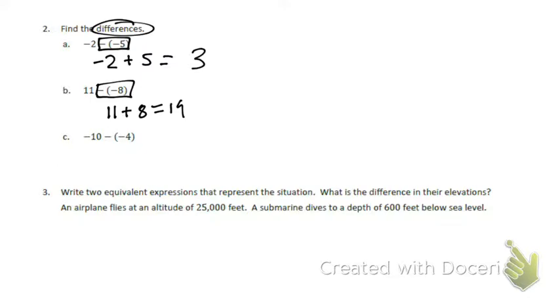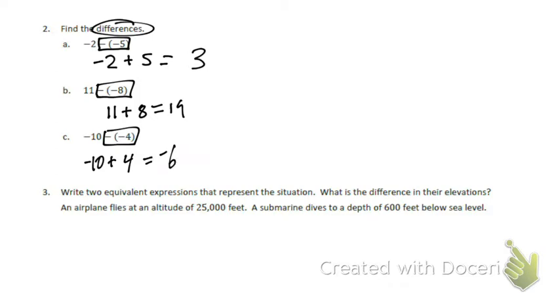Last one, C. What are we subtracting? We're subtracting negative 4. So now it becomes addition, and negative 4 now also becomes positive 4. Once again, we have different signs, right? So you do the bigger one, or the bigger arrow, which is 10. Take away 4 is 6. But the bigger arrow was negative, so our answer is negative 6.